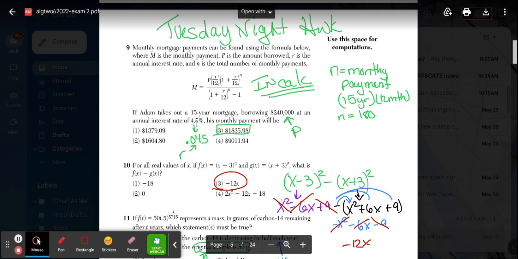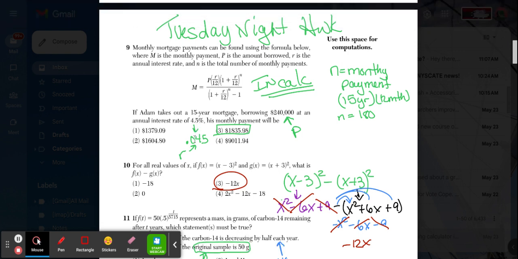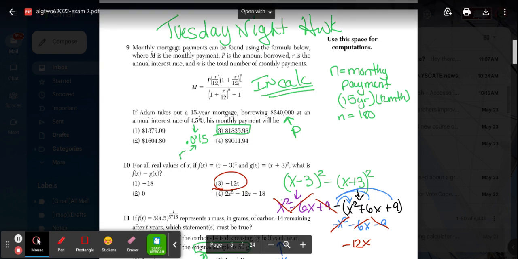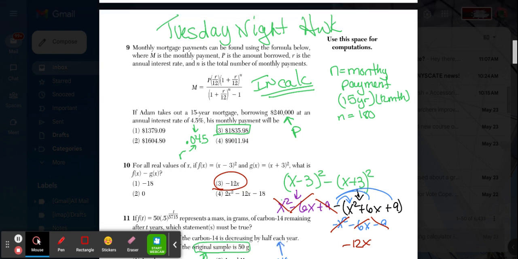You need to do a little bit of manipulation with the percent. So you need to make it 0.045 to be your R value. You should never be typing a percent into a formula. You always need to make it into a decimal first.